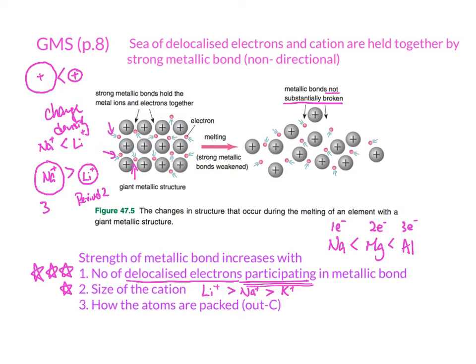Last one is LC, which is also related to how the atoms are packed together. That is part of the reason why aluminum and magnesium have similar melting points.